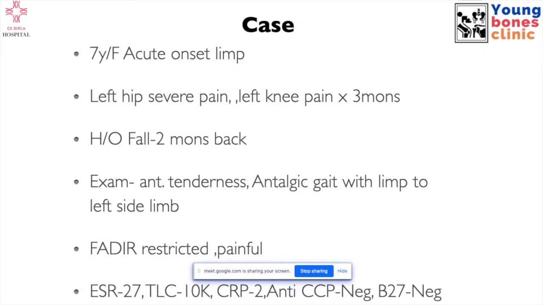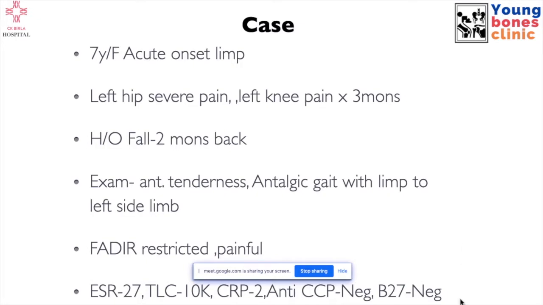She had left-sided severe hip pain and left knee pain for 3 months, and a history of a fall 2 months back, not a clear-cut history as such, it was a trivial fall at home. Examination revealed anterior tenderness and an antalgic gait with a limp to the left side. When we examined, adduction and internal rotation were restricted and painful.